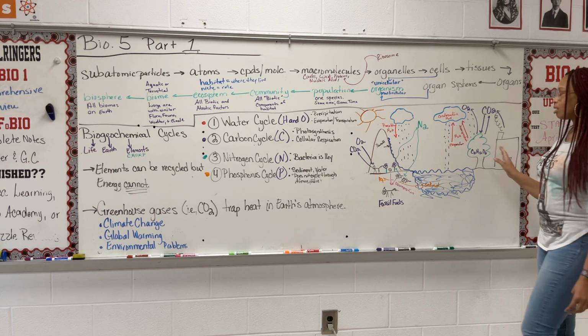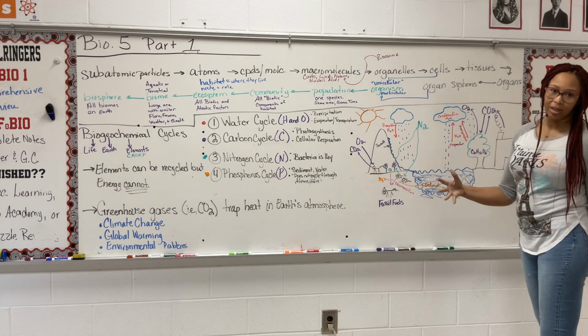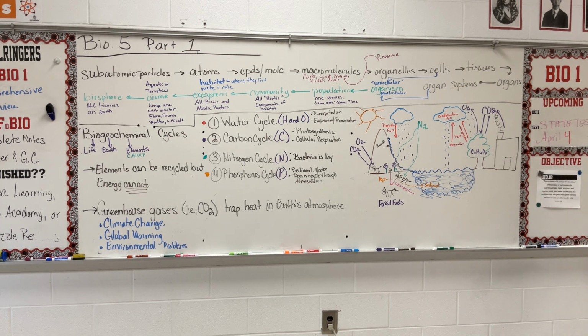Big picture here is knowing how to read the diagrams, okay? Knowing that the nitrogen cycle is dependent upon bacteria, the phosphorus cycle does not cycle through the atmosphere, and that the main two components of the carbon cycle are photosynthesis and cellular respiration.